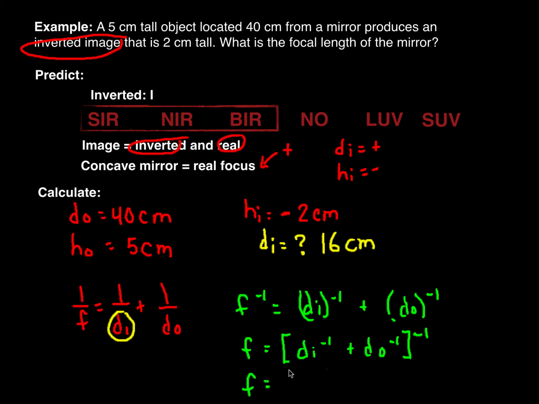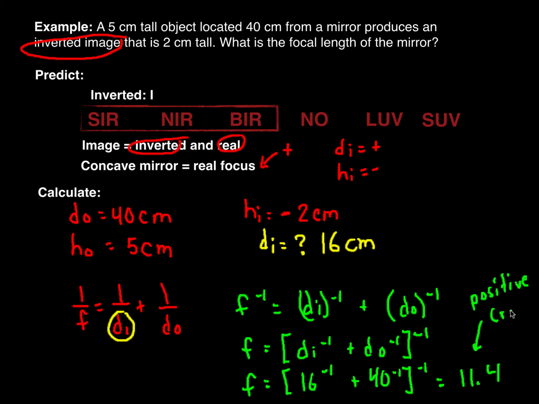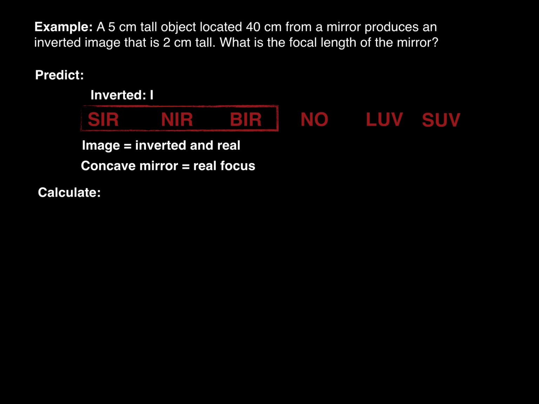So F equals 16 to the -1 plus 40 to the -1, all to the power of -1, which gives us a focus equal to 11.4. This is positive, which means we have a real focus, which means we have a concave mirror like we predicted. We make these predictions so we can check that our answers are accurate at the end.